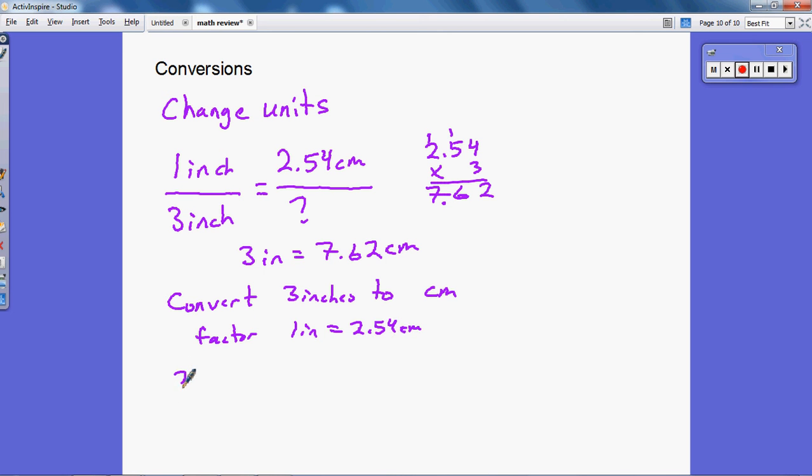We can then write this out using dimensional analysis from your chemistry class. 3 inches, we need to get rid of the inches, so we're going to put those on the bottom. We need to gain centimeters, so we'll put those on top. The inches will now cancel out, so whatever we get out here is going to have the correct unit that we're looking for, the centimeters.